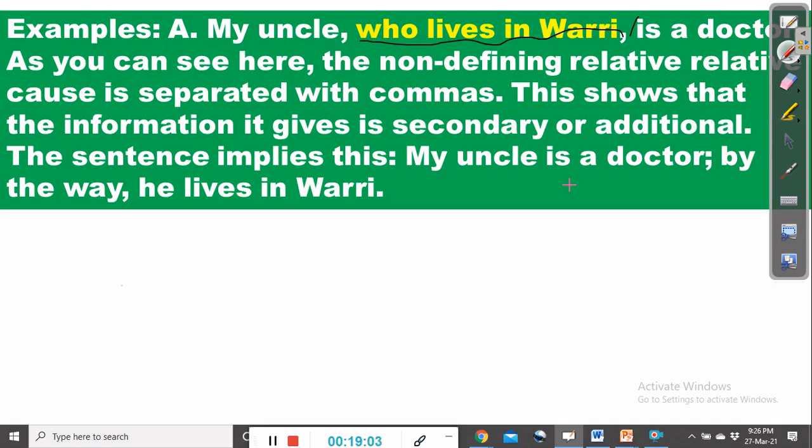The other one is merely additional information provided by the way. So my uncle is a doctor. Well, by the way, that is if you care for this additional information. This my uncle who is a doctor lives in Warri. I'm giving you additional information about my uncle. You may or may not really need that information, but what is central is that my uncle is a doctor. So this is exactly how the non-defining relative clause operates in English sentences.